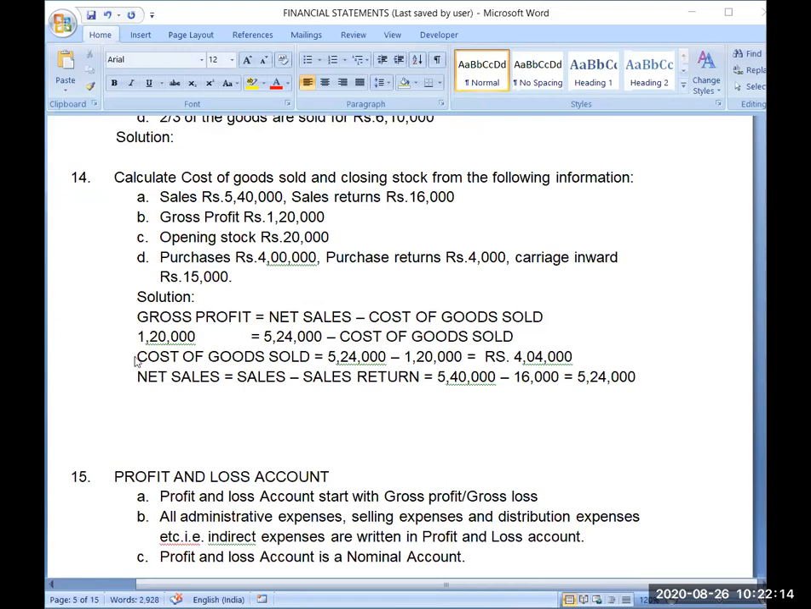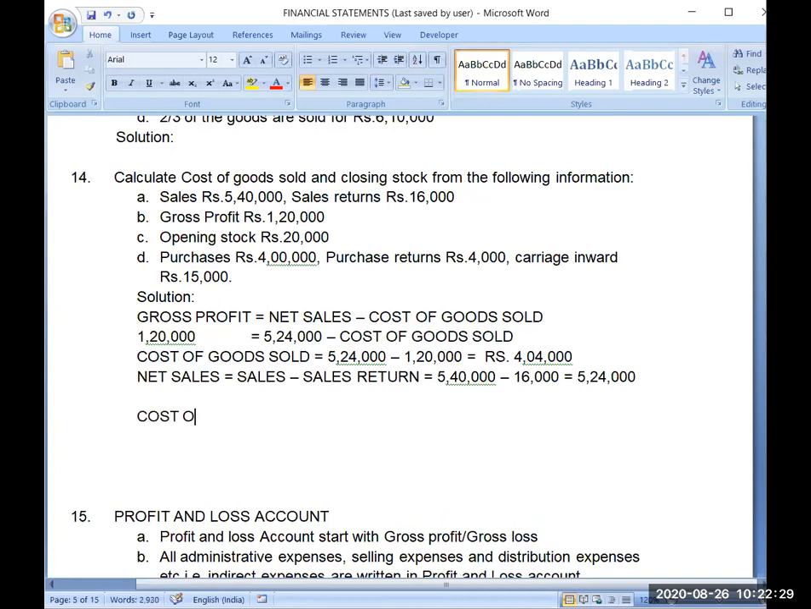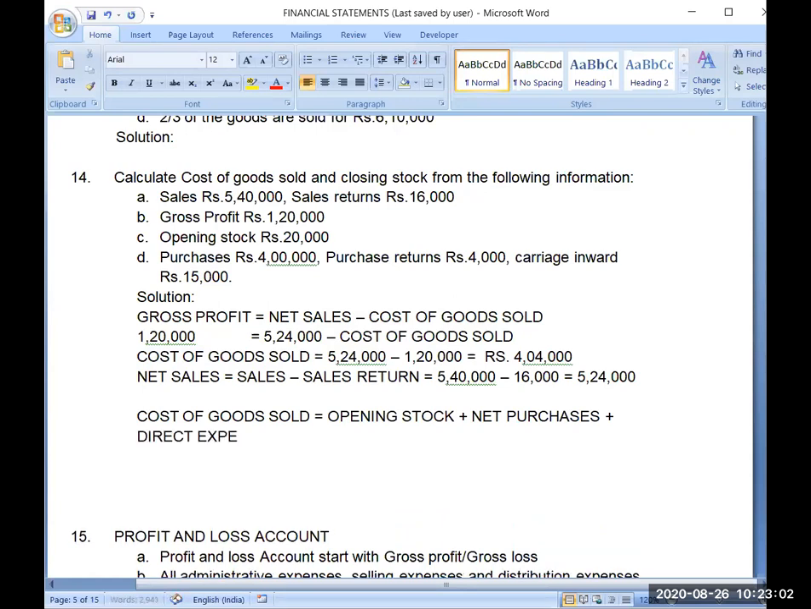Yes, very good. Right now you have calculated cost of goods sold. So I will be using the formula of cost of goods sold. Cost of goods sold is equal to opening stock plus net purchases plus direct expenses minus closing stock. I always write the formula, and while you are writing the formula, speak it. That way you will easily learn it without much hard work.